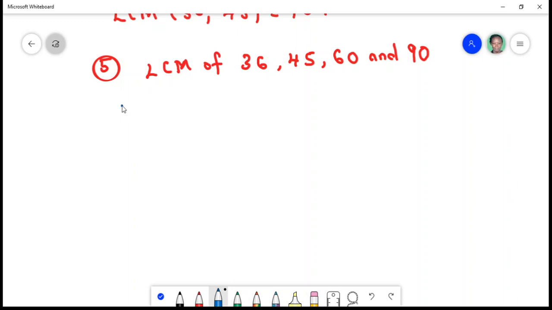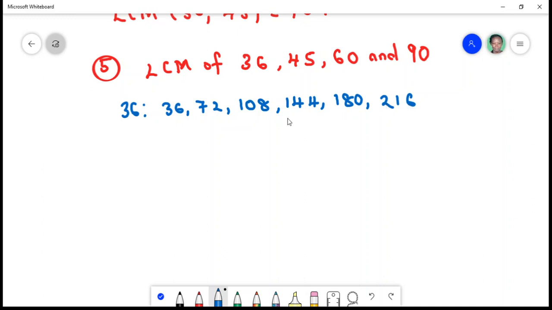Okay, so let's write the multiples of 36. What you have is 36, 72, 108. As we add on, we have 144, 180, 216. Then you have more multiples.